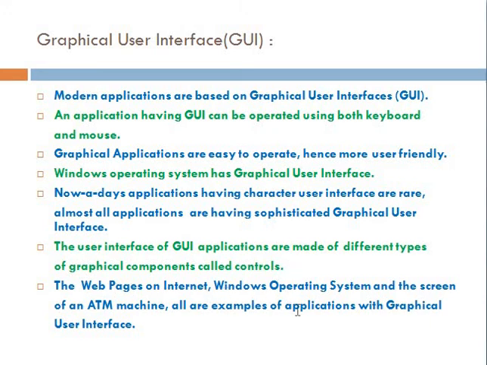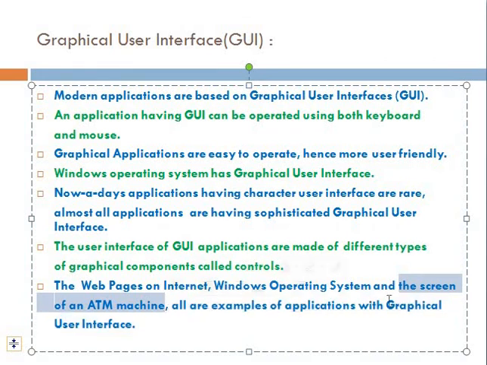A few more examples of applications that use graphical user interfaces are the web pages on the internet, the Windows operating system itself, and even the screen of an ATM machine. The screen of an ATM machine is interactive in nature. It allows any user to perform a transaction on the touch of a finger or on the click of a button. As a result, the screen of the ATM machine is totally based on the graphical user interface.